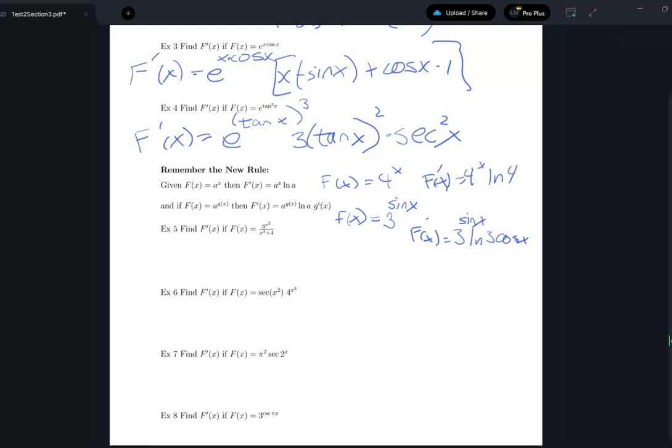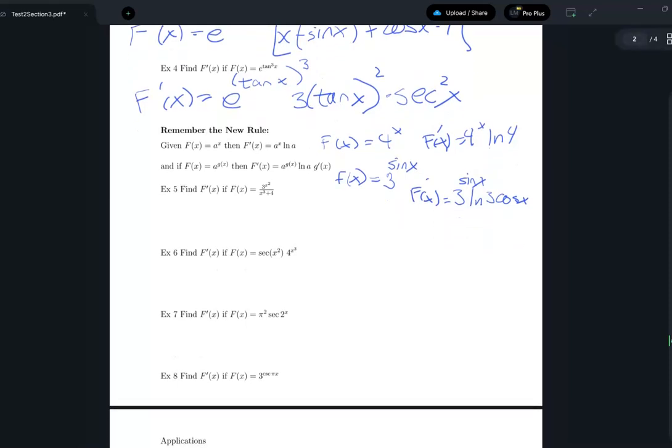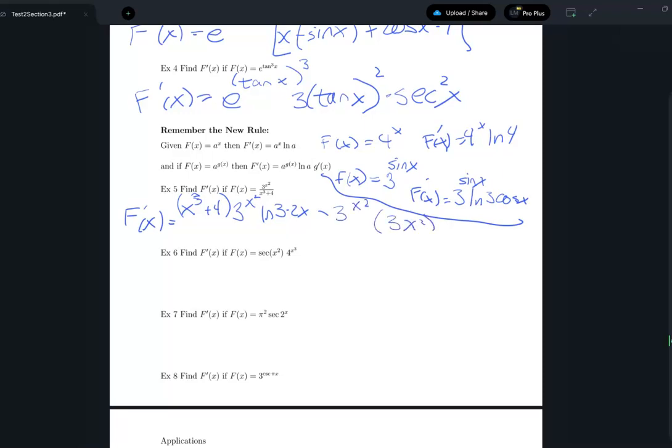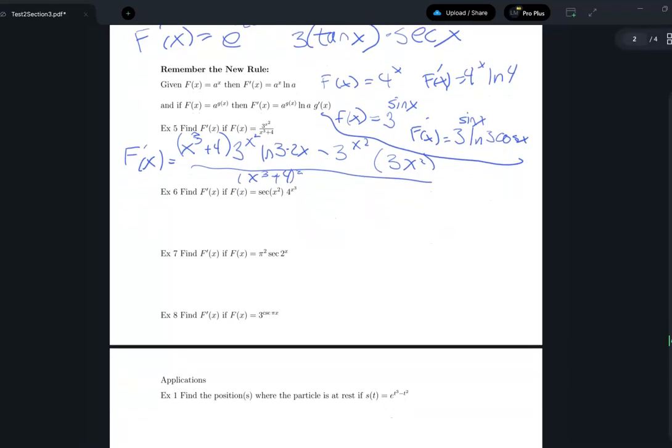So now let's do quotient rule and product rule with this. So taking one derivative, I get low, that's a 3, d high. So 3 to the x squared ln of 3 times 2x minus high, and then d low. So that would just be 3x squared all over the denominator squared. And remember, you never multiply the denominator out. And I'm going to stop there.